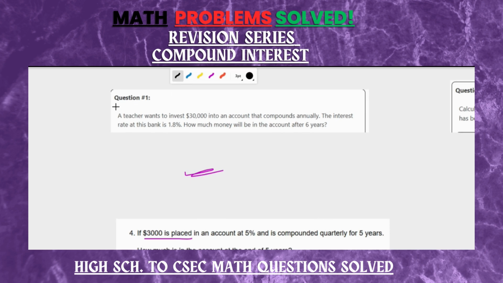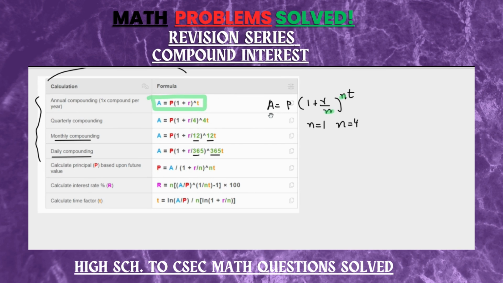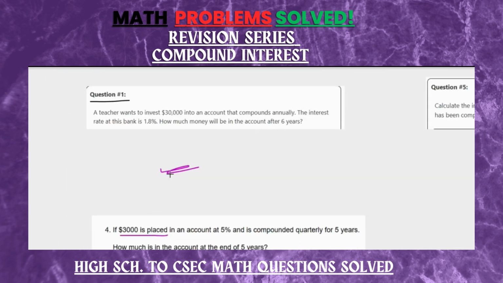So here we have a problem. You have to memorize this formula, how to find the amount. That is an important thing. The problem says a teacher wants to invest 30,000 into an account that compounds annually. First of all, you have to see what this amount is, 30,000. You have to write the data here. 30,000 is actually the principal amount, and it compounds annually. It means it will be repeated just one time in a year.